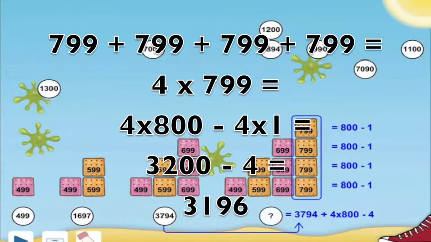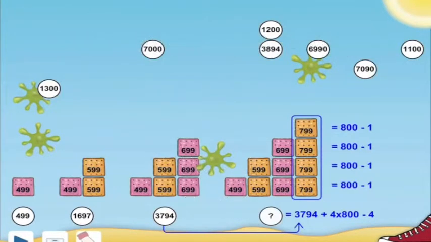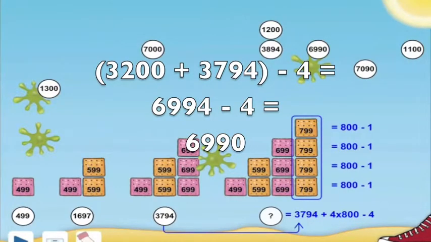4 times 800 is a fairly easy calculation. 4 times 8 is 32. 4 times 800 is 3,200, minus 4, and that produces 3,196. We're going to go ahead and add 3,200 to the previous total and then subtract away the 4. So 3,200 plus the previous total of 3,794 is 6,994, minus 4 is 6,990.